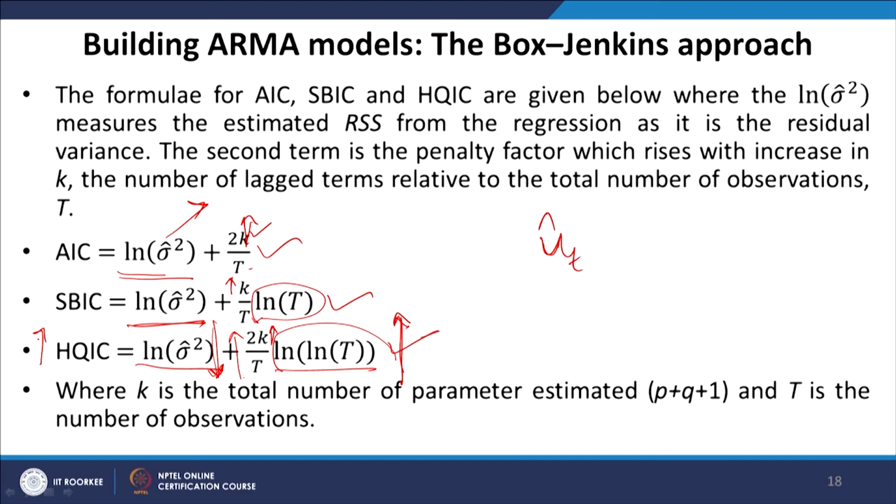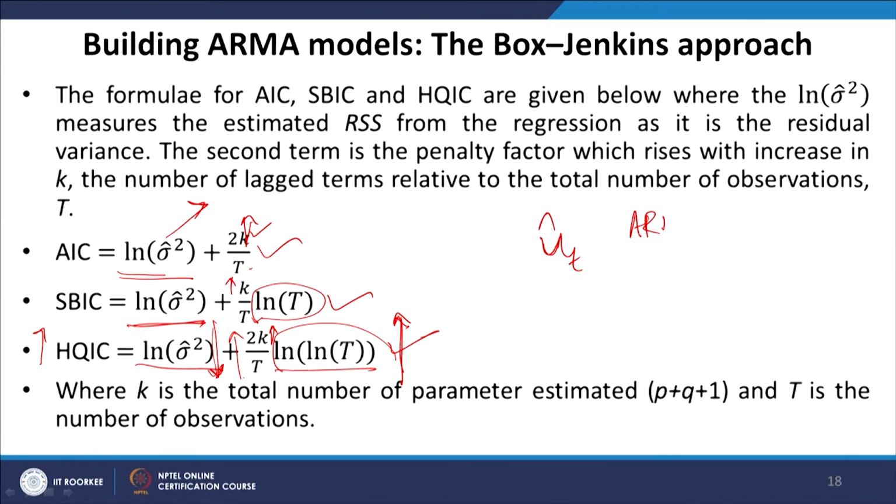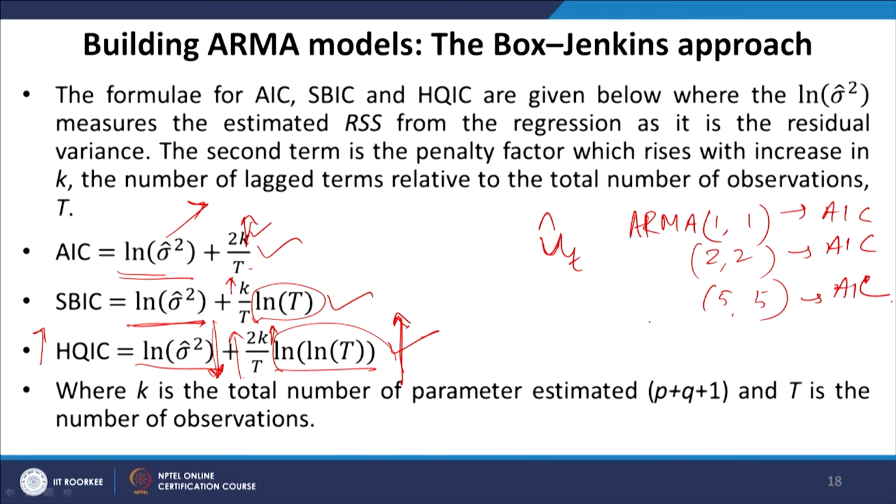We should go for the minimum value of the criteria, that is, by comparing alternative models, we should go for the value of the criteria which gives us the minimum value. So, for example, I estimate ARMA models with 1 lag, then 2 lags, then 5 lags, and then compute AIC values for each and every model, or I can also go for SBIC or HQIC, any criteria I consider, and I will basically choose that AIC value which is minimum between all these models. So, that is how the criteria are actually used.